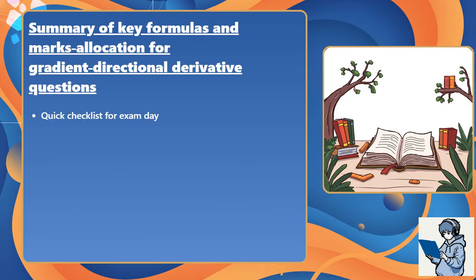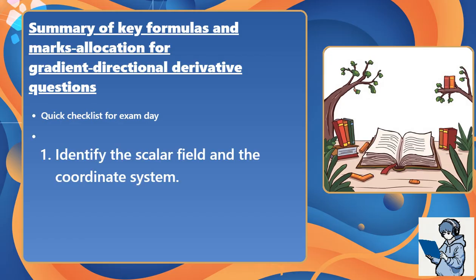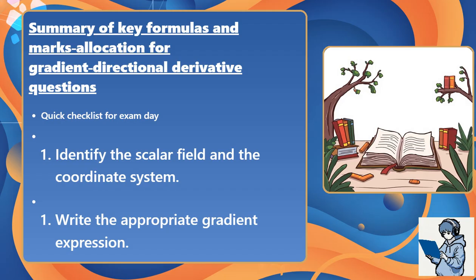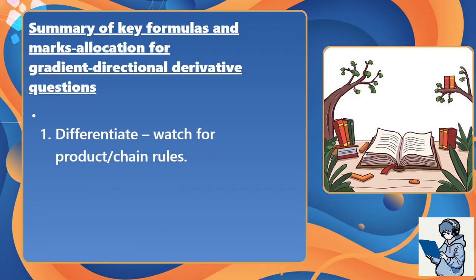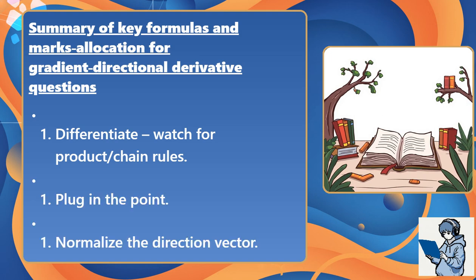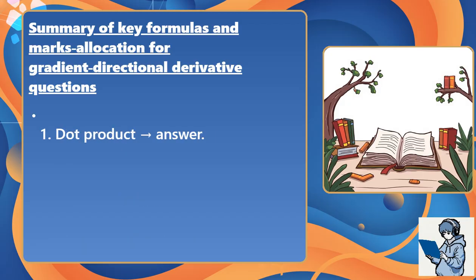Quick checklist for exam day. Step 1: identify the scalar field and the coordinate system. Step 2: write the appropriate gradient expression. Step 3: differentiate, watching for product and chain rules. Step 4: plug in the point. Step 5: normalize the direction vector. Step 6: the dot product gives the answer.